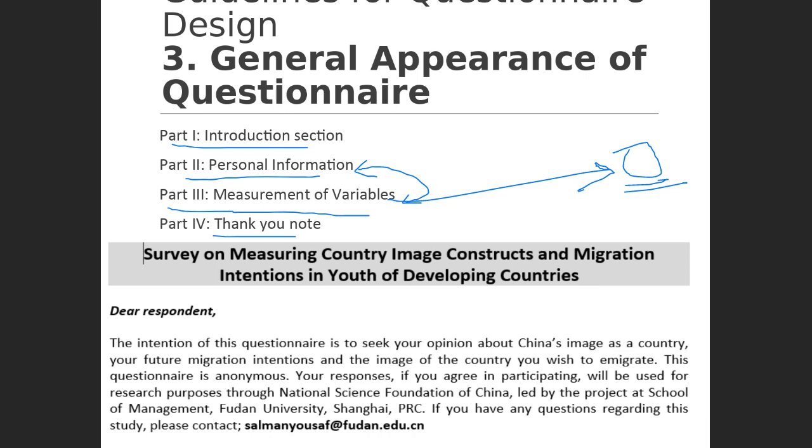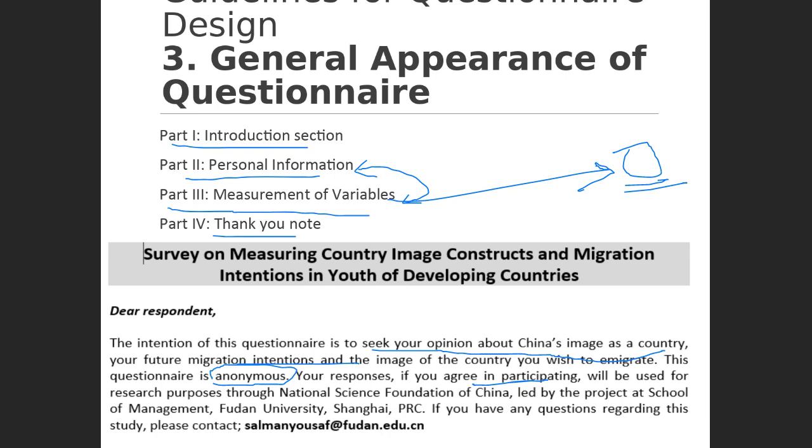So in the first part of your questionnaire, you will tell the respondents about the purpose of the research. You will explain the reason, the goal of the research. Then you will ensure them about the confidentiality, assure them about the anonymity, that the responses will remain anonymous. Tell them that their responses will not be used for commercial purposes. This is only an academic research.